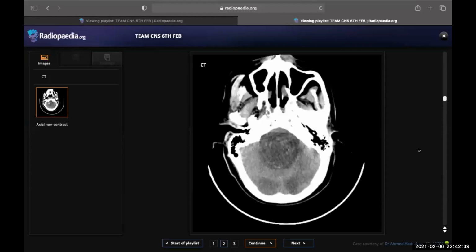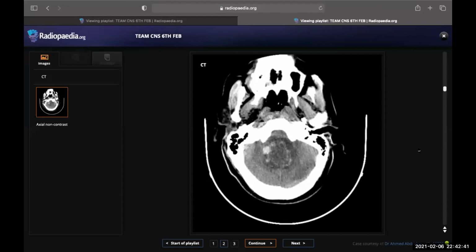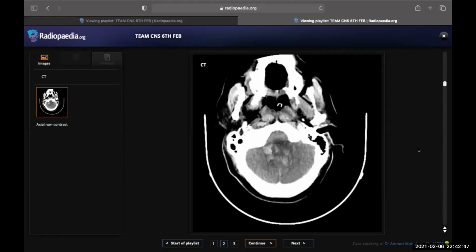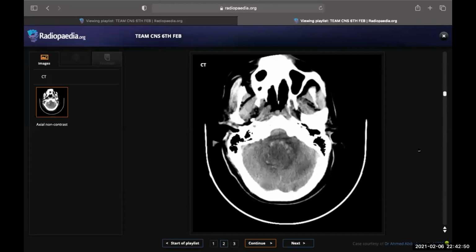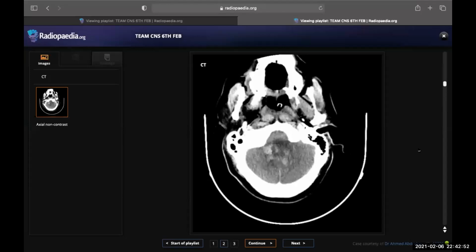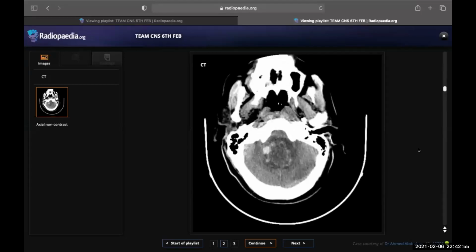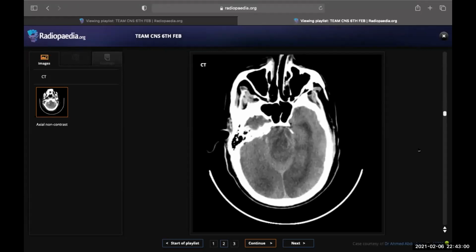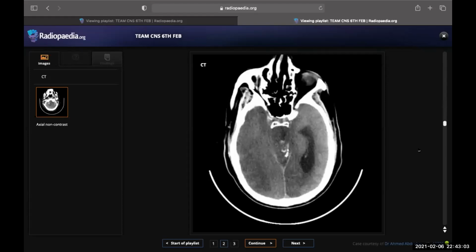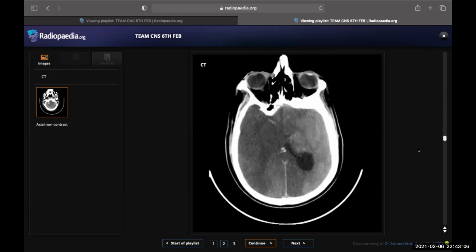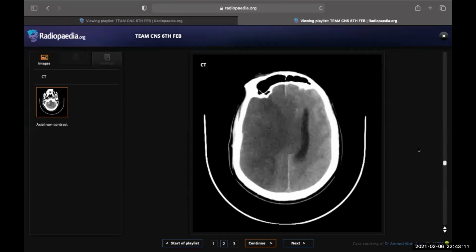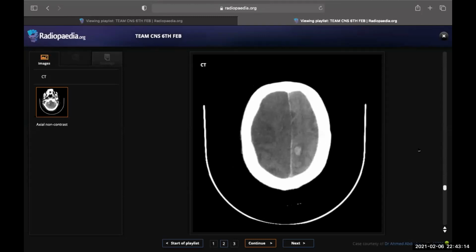Also, there is a hyperdense focus in the extraaxial region and the basal cistern. I'm suspecting that there is a brainstem lesion, also a mass lesion. I am also not sure, but I saw there are hyperdense lesions on the left side, if you start from up. Okay. There is a hyperdense lesion.